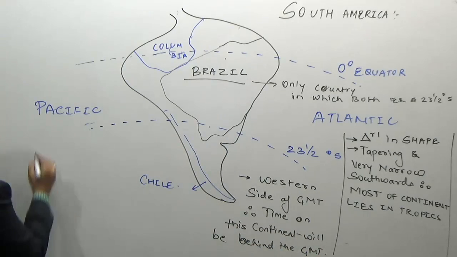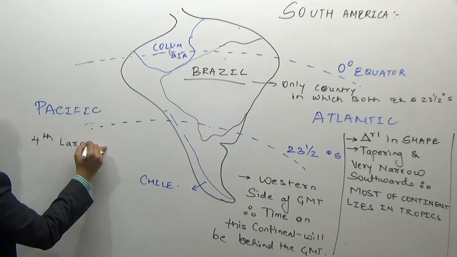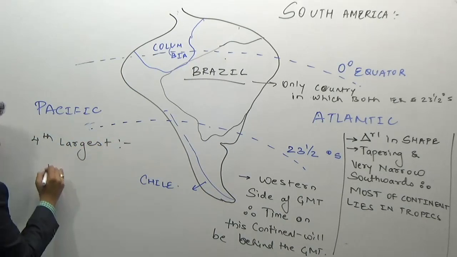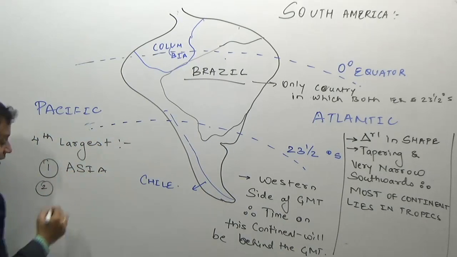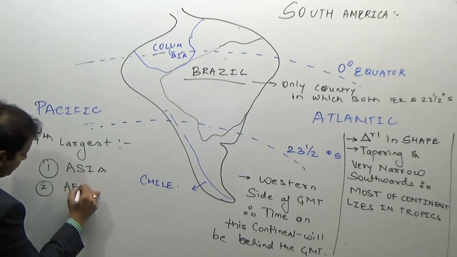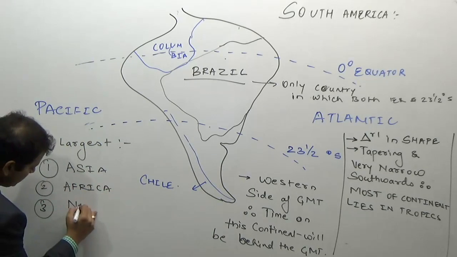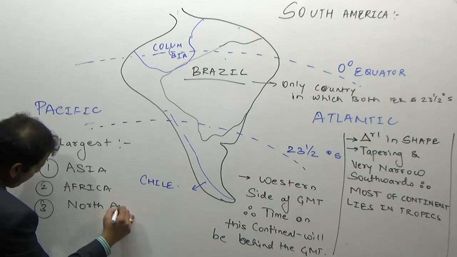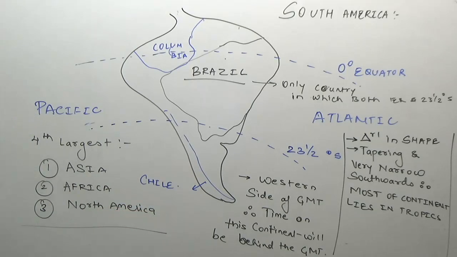It is the fourth largest continent. Which are the top three continents? The largest continent is Asia. After that, it is Africa, and then it is North America. So it is the fourth largest continent in the world after Asia, Africa, and North America.